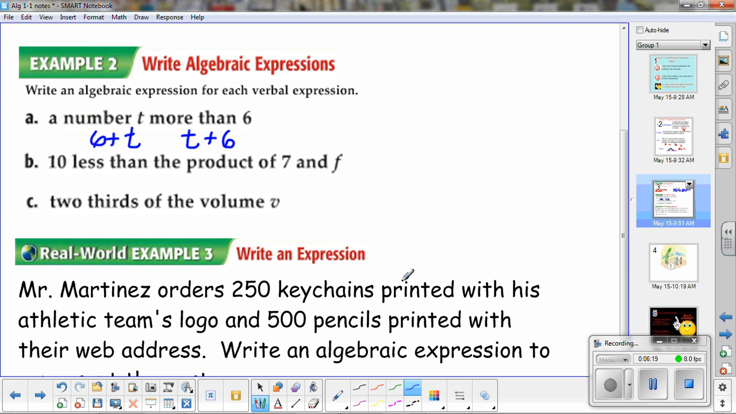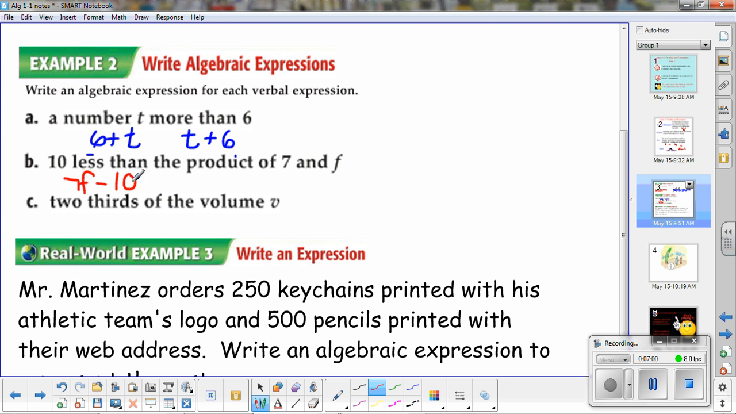The next example is a little bit tricky. 10 less than the product of 7 and f. 10 less means you're going to be subtracting, and product means multiplication. If I want 10 less than the product of 7 and f, I want to take 10 away from the product of 7 and f. So I'm going to start by writing the product of 7 and f. Instead of writing 7 times f, I'm going to just write 7f. When they're right next to each other like that, that implies multiplying. Now 10 less than that means to take 10 away.